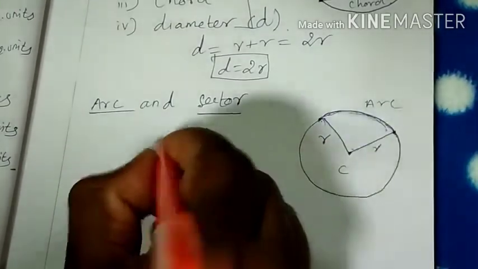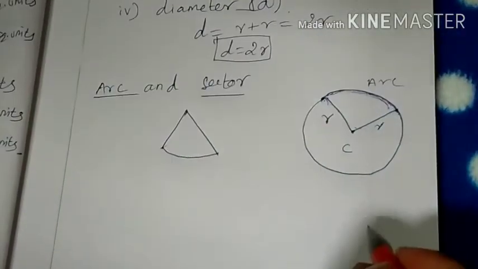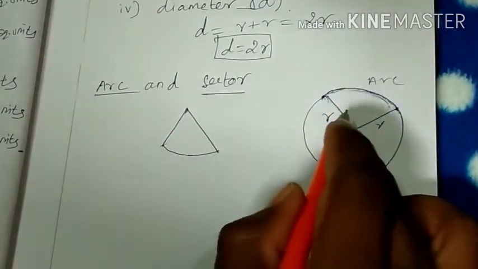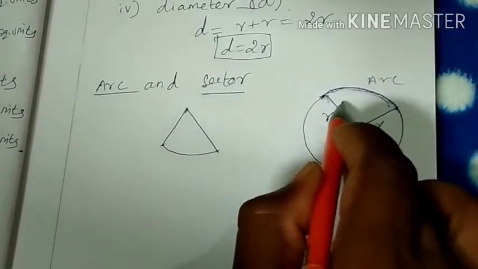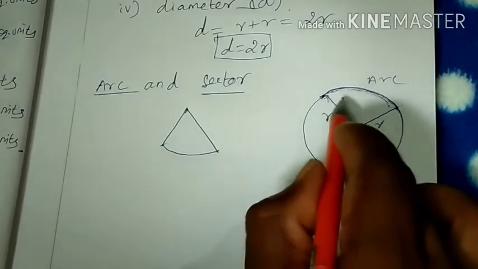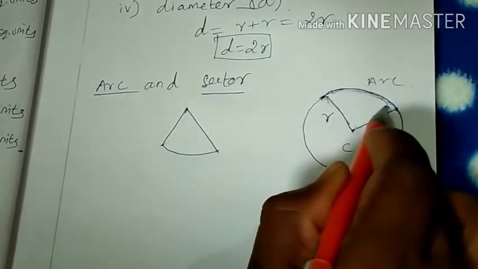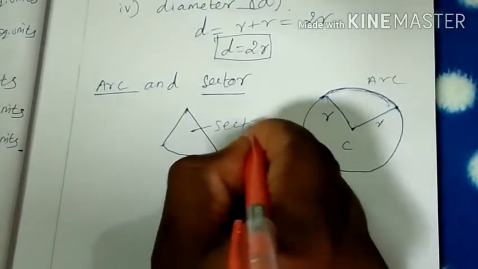This is one of the sectors. So the sector form is this. What is a sector? A plane surface that is enclosed between two radii and the circular arc of the circle is called a sector.